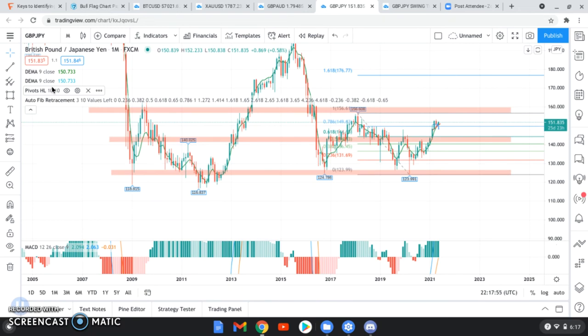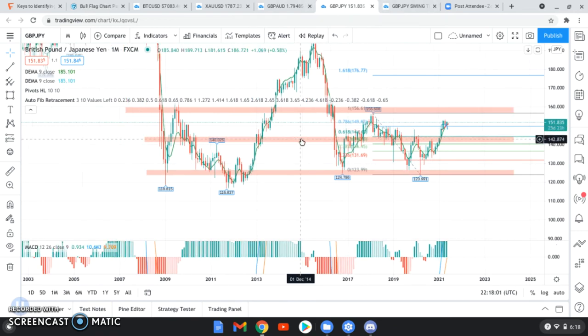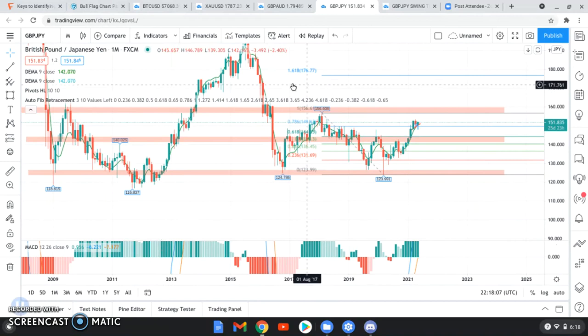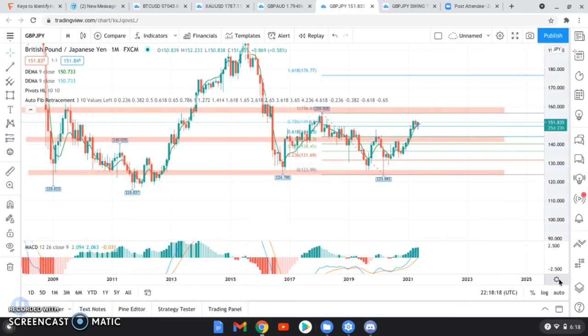So we'll break this chart down and then we'll go to where I posted it on TradingView and look at what it did since we posted it. So let's get right fucking into it. What I do is I start on the monthly, come over here, and these are going to be your strongest resistance and support levels. I use pivots high and low, auto fib retracement, and then double EMA for my technical indicators. I'm mainly just looking for a cross down here.